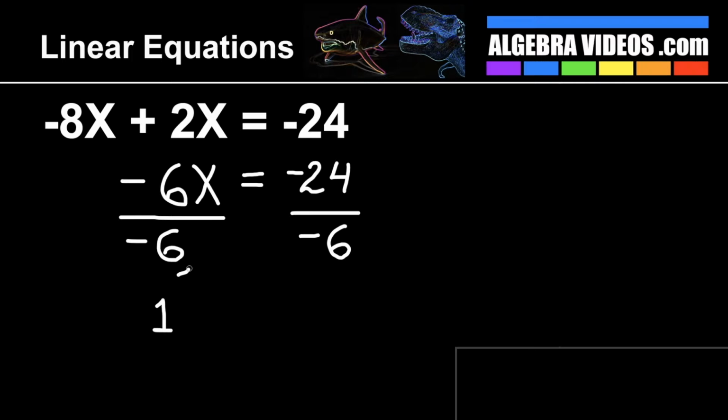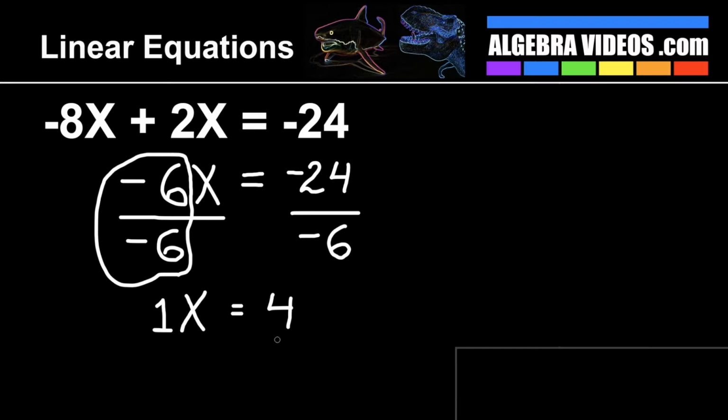Okay, so that's this term right here. Negative 6 divided by negative 6. That simplifies to just 1. And then x, I'm just going to bring that down. No change. And that's equal to, on the right side, negative 24 divided by negative 6. Well, a negative divided by a negative is a positive. And 24 divided by 6 is 4.